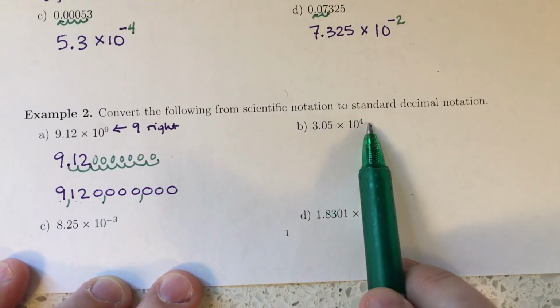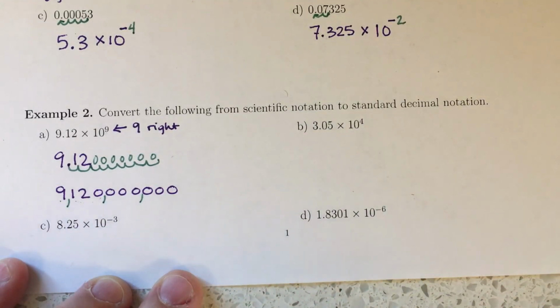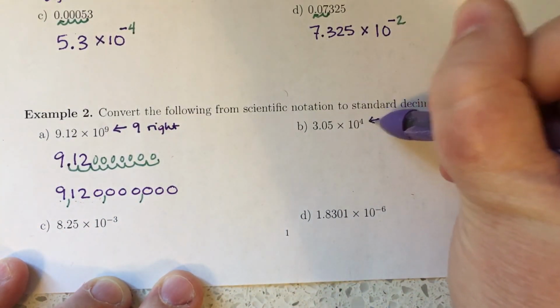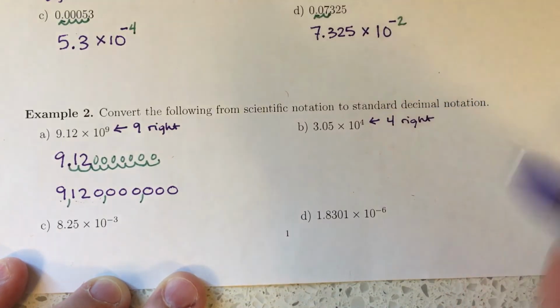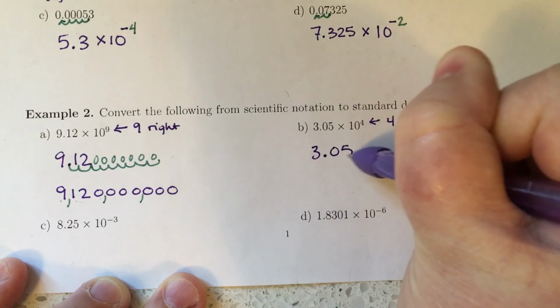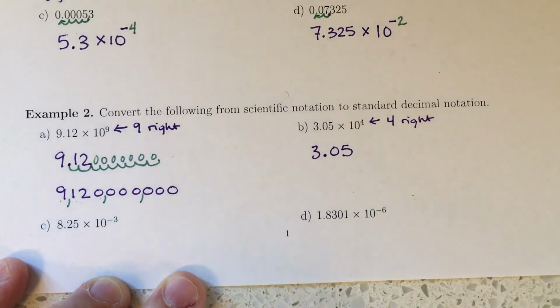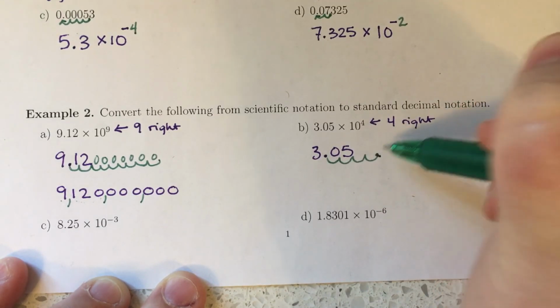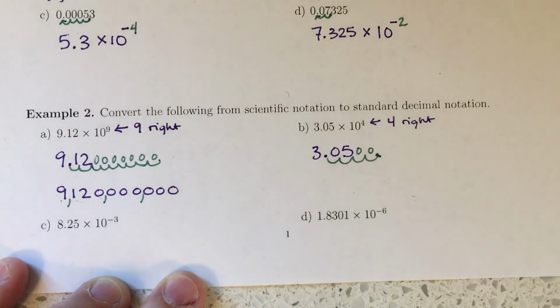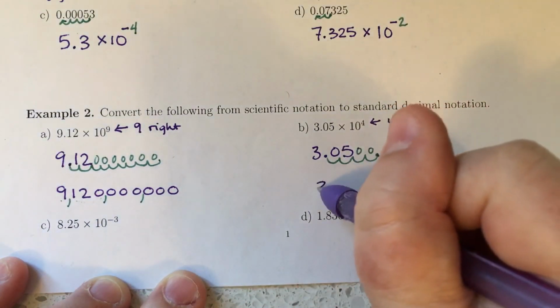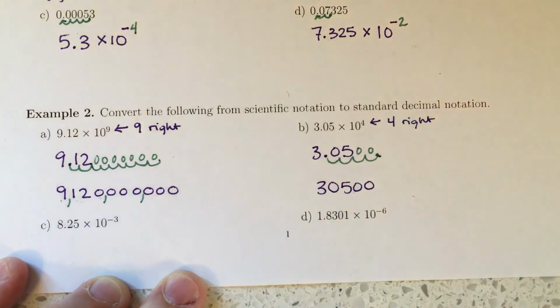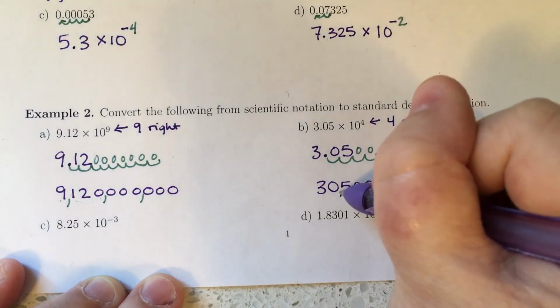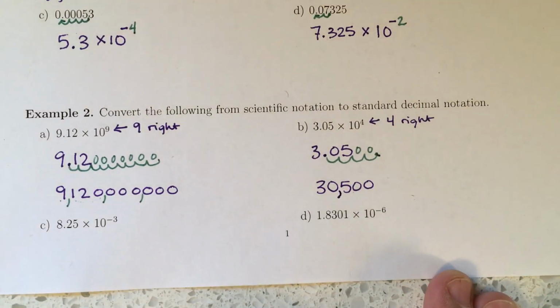All right, let's try this one. Again, positive means it's getting bigger, means it's moving to the right. So we're going to move the decimal 4 to the right. So I start with 3.05, or 3 and 5 hundredths. And I'm going to move the decimal 1, 2, 3, 4, and fill in with zeros. So my final answer, after I write it, is 30,500. Make sure that's a comma, not a decimal point. The commas just help for pronouncing the numbers especially.